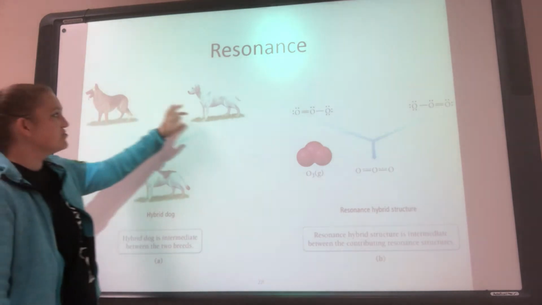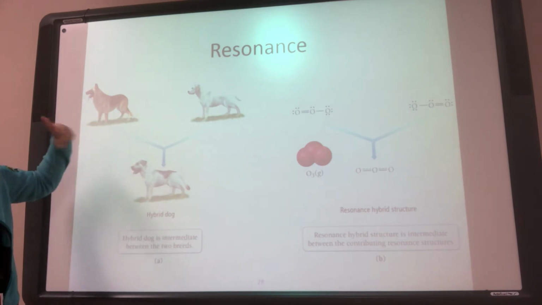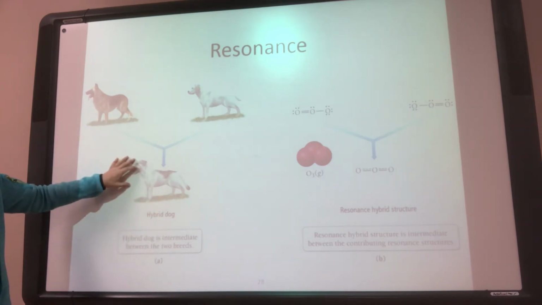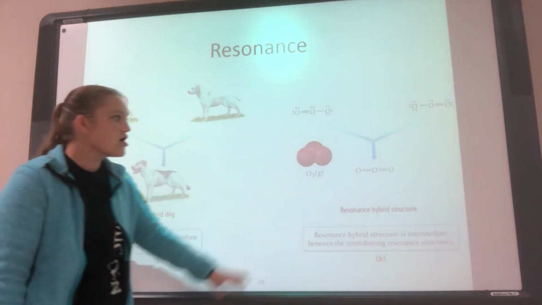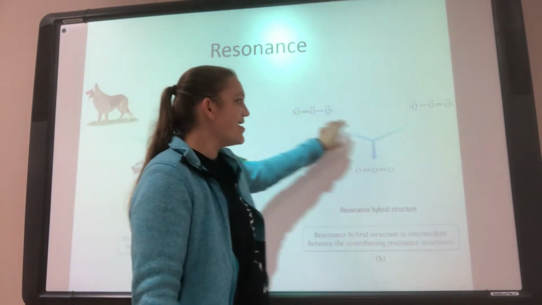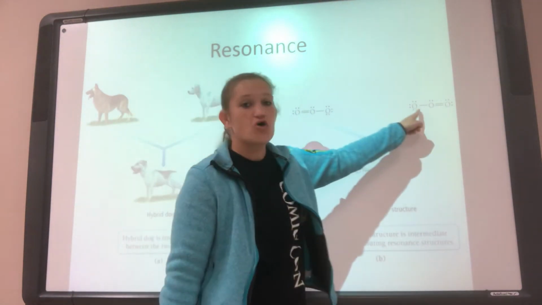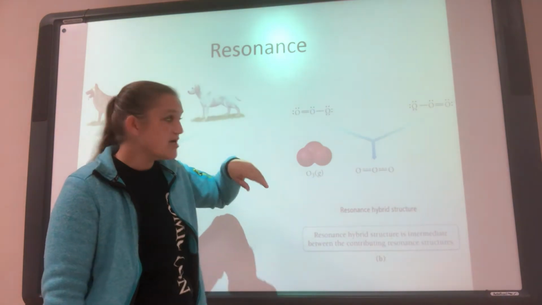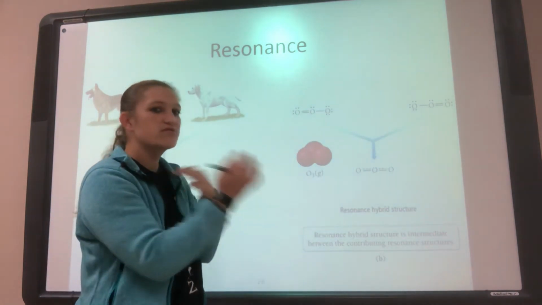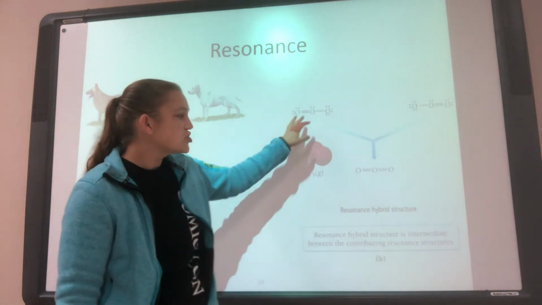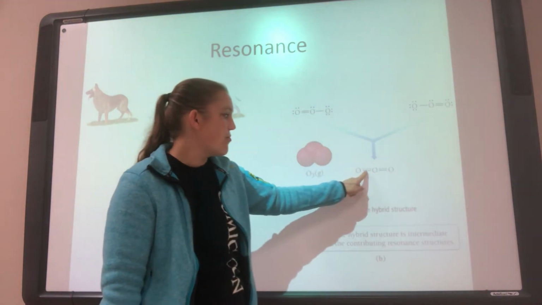So think about resonance as almost like an average or a hybrid. If I took these two dogs and mated them and had another dog, then that hybrid would be an intermediate between the two. Here, I could have the double bond on this side or this side. It doesn't matter, it's the same. So these two are called resonance structures because they're the same. I could have put the double bond on this side or that side. It's just flipped over. So what actually happens is a hybrid of those two, the double bond here or here, kind of thing.